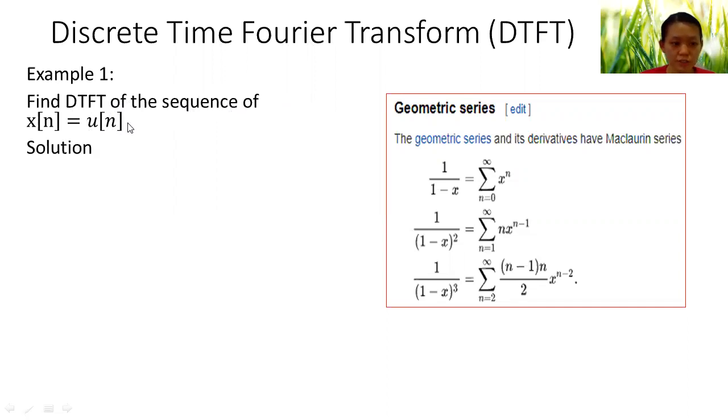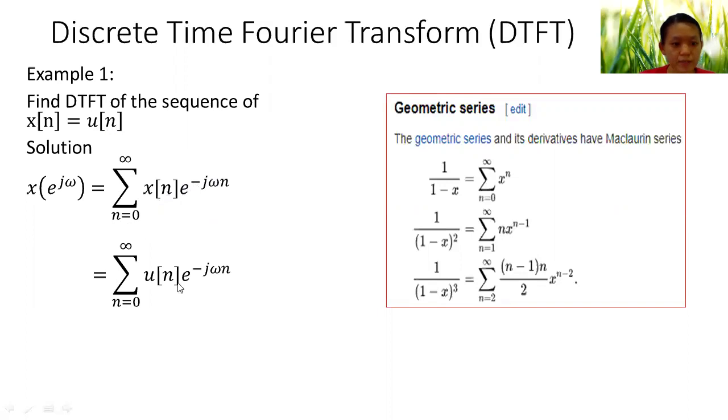Solution. We have to use the formula X(e^{jω}) equals the summation from n equals 0 until infinity of x[n] e^{-jωn}. By using this formula, we will substitute u[n] into x[n]. Then, we know that u[n] is equal to 1. So we will have the summation from n equals 0 until infinity of 1 multiplied by e^{-jωn}.